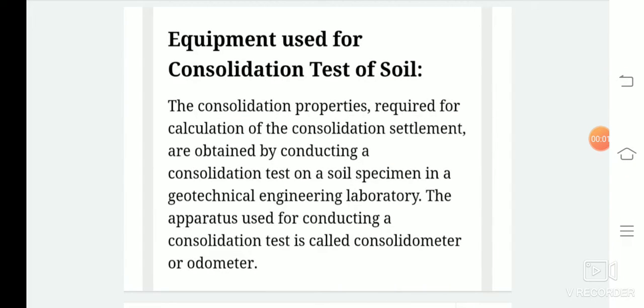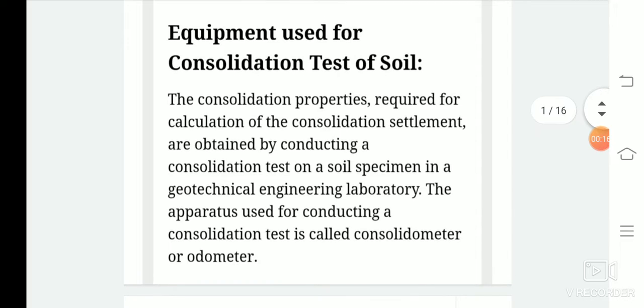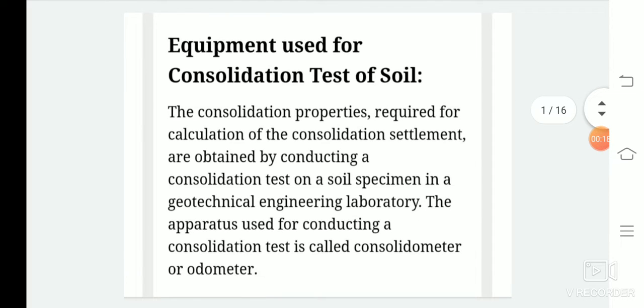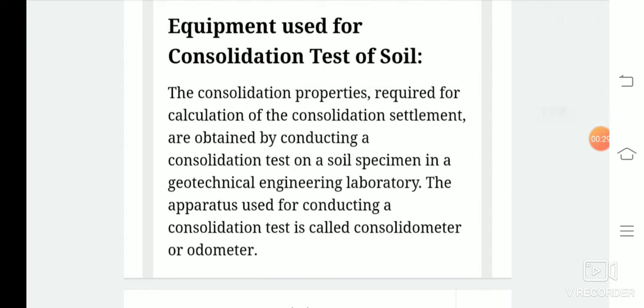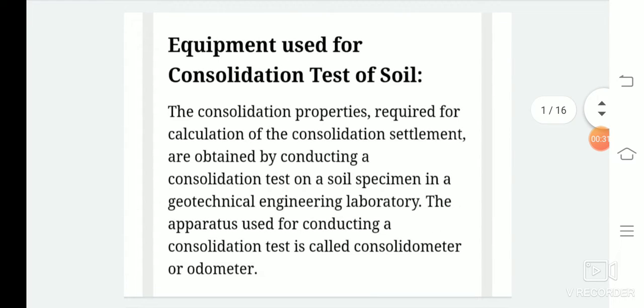Hello everyone. During the previous class, we studied the types of consolidation settlement that occur within the soil. In this lecture, we are going to study how the consolidation test is carried out in the lab. So first of all, let us study what we mean by consolidation test, or what the test consists of.